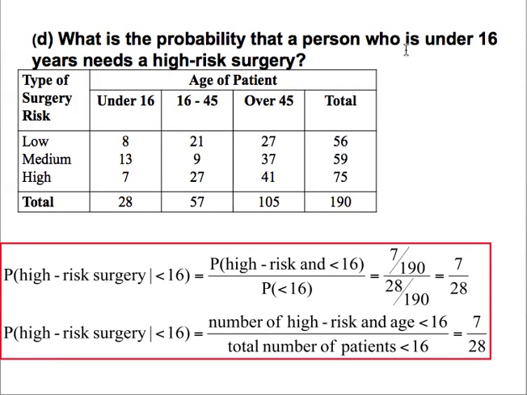Because what's the probability that a person who is under 16 years needs a high risk surgery? We're only interested in the patients who are under 16 years, right? And we have 28 of those. So our denominator would be 28. Of those 28, how many had a high risk surgery? And that was 7. 7 out of 28. All right. So any one of these would be a solution to this problem. And in the exam, a question like this would be worth about 3 marks.